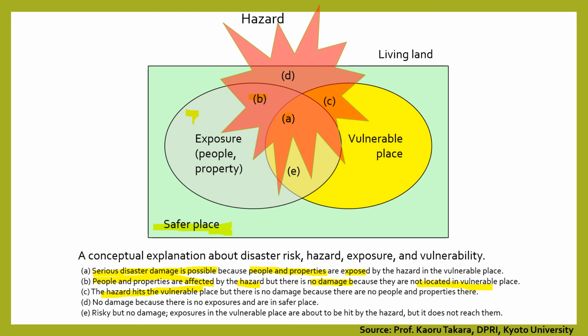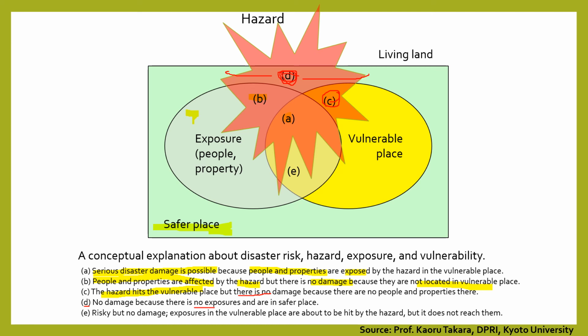I hope you are clear with this. So see here, there is hazard, and it's in a vulnerable place, but there is no exposure to people or property, so that's why there is no damage. And then D, here is D. It's hazard, but it's in a safer place, this green. So there will be no damage, because there is no exposure, and they are in a safer place.